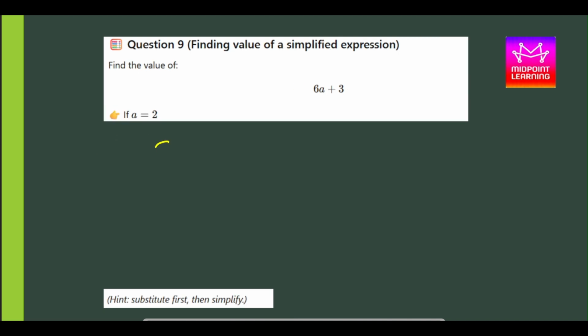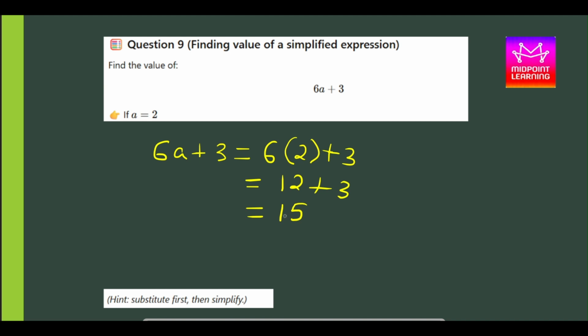Okay, find the value of 6a plus 3 if a is equal to 2. So take a pause, solve this question. We have already tried this question before. We are going to replace a with the value which is given, plus 3, right? So 6 times 2 is 12. We will multiply first, then we will add 3. So the answer is 15. So you're confidently handling algebraic expressions now.